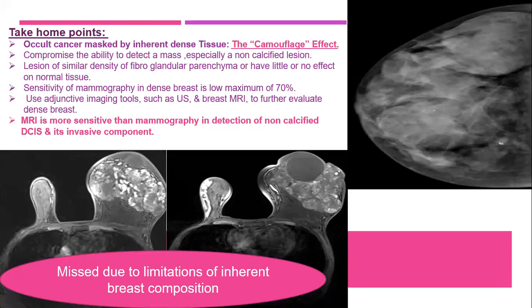And as we mentioned before, the mammographic sensitivity can be as low as 70 or even 50% on a dense mammogram. But we have to use the other imaging tools, especially ultrasound, and in problem cases, we can use breast MRI to further evaluate the dense breast. And you know that MRI is more sensitive than mammography in detection of non-calcified DCIS and its invasive component.